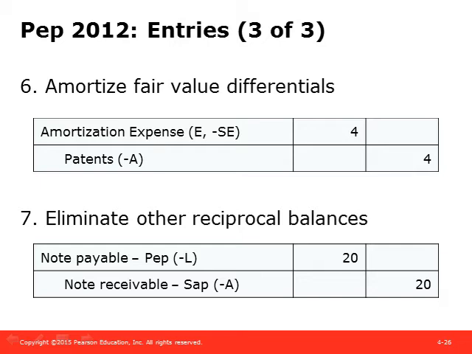And so 6 and 7 are similar to our prior entries. We want to amortize the fair value of the differentials, and that's amortization expense of $4K, and a reduction to our patent account of $4K as a result of that amortization. And then we have to eliminate other reciprocal balances, and that ends up being the notes payable to PEP of $20K against the notes receivable from SAP of $20K.